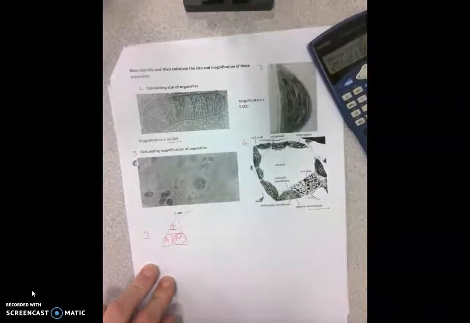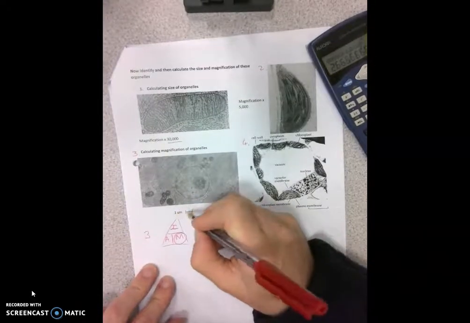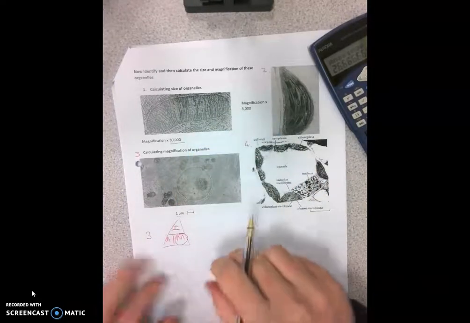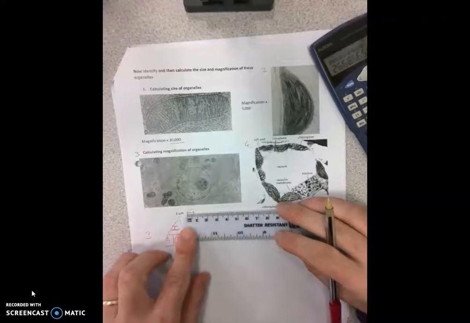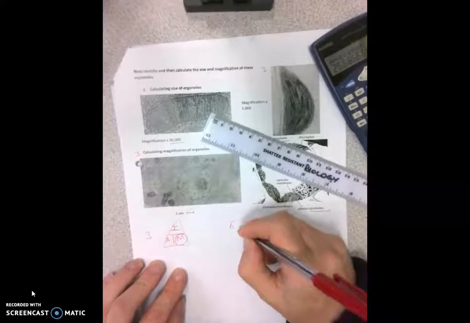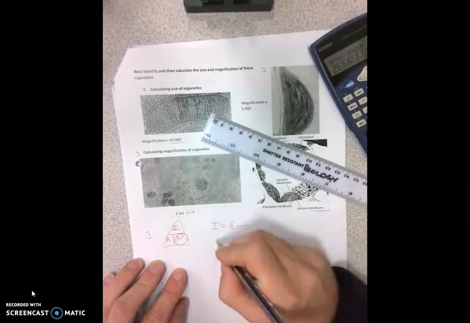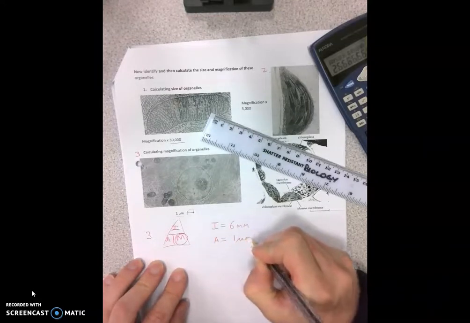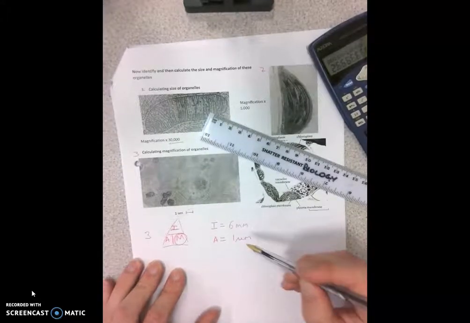So let's think about this. This is saying that this bar from there to there would be 1 micrometer in length, but we've magnified it. So let's work out how big it actually is. Here is my ruler. It's 6 millimeters. Now that 6 millimeters is the image size. The actual size is equal to 1 micrometer. Now we have a problem here. That's in millimeters, that's in micrometers. They're not the same unit.